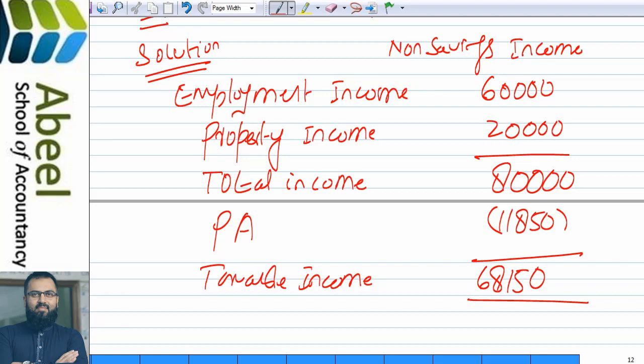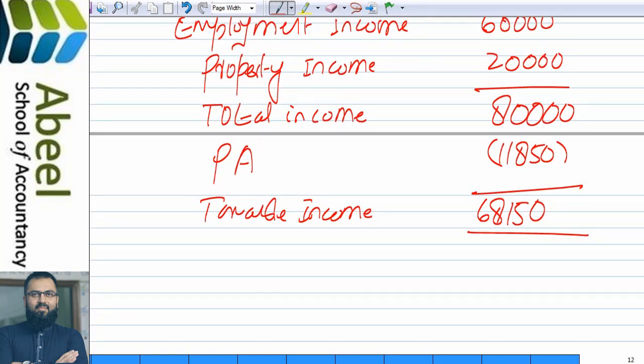So how are you going to tax? Plus one more thing. Look at the amount of this taxable income. It is far higher than your basic rate band. It means some part of 68,150 will definitely fall in higher rate band also. This is not the amount which can entirely come in basic rate band. So till 34,500 we'll be using basic rate band, but obviously one part of 68,150 is going to fall in higher rate band also.